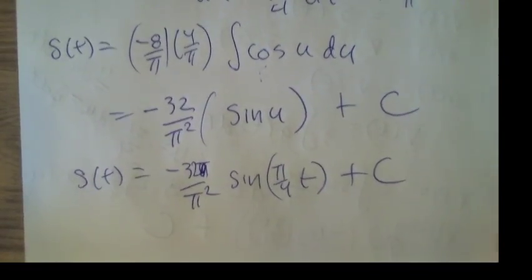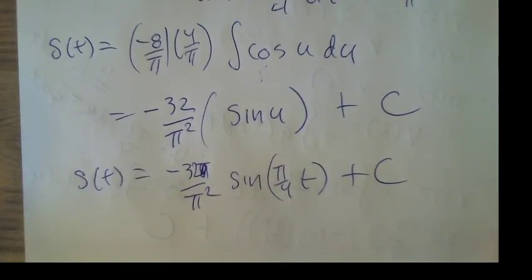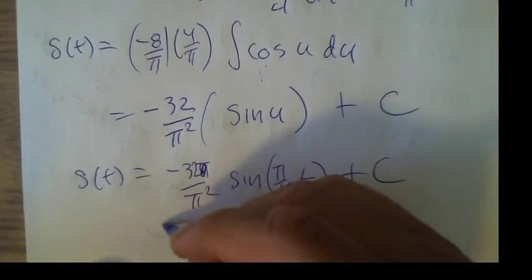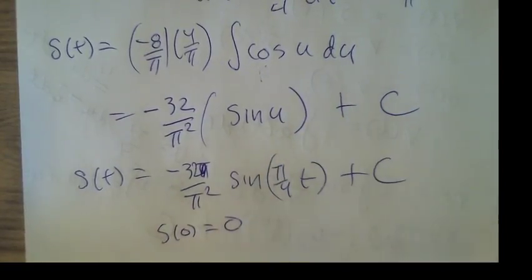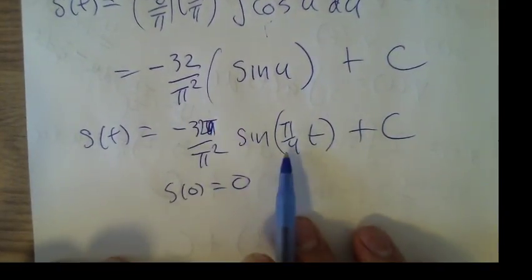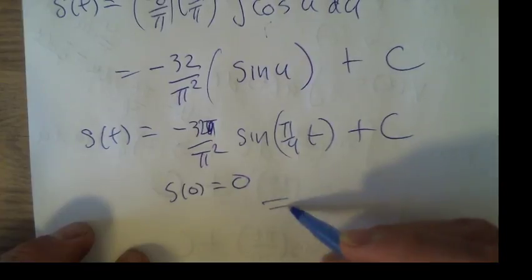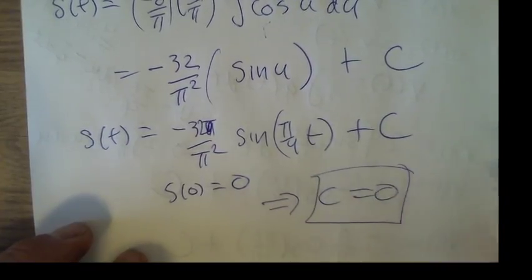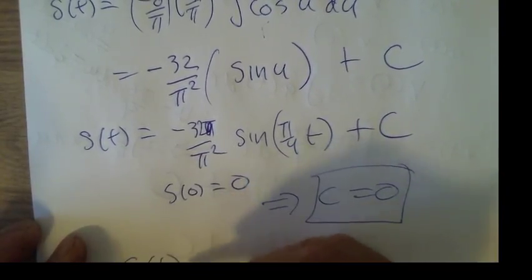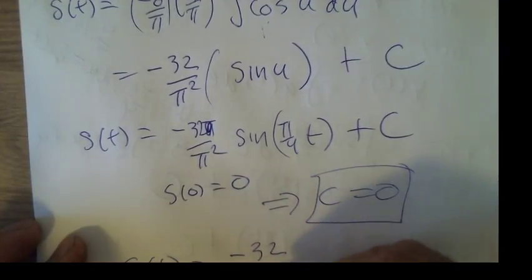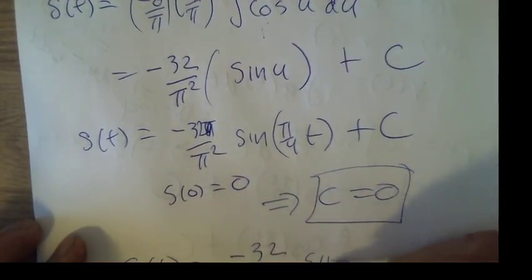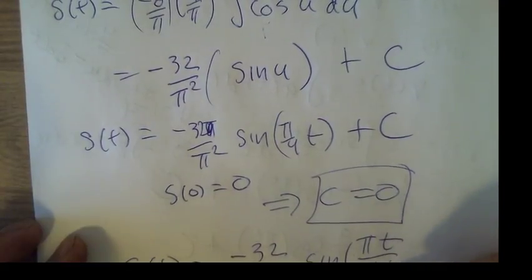All right, but I don't want u, I want t. Okay, and again, I'll use my given information. They tell me that s of 0 is equal to 0. So when I plug in 0 here, I get sine of 0, which is 0. So once again, C is equal to 0. So my position function is negative 32 over pi squared sine of pi t over 4.